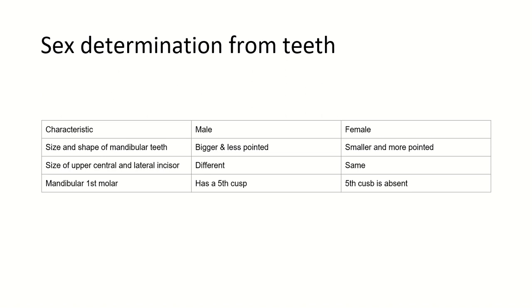Now, sex determination from the teeth. The size and shape of mandibular teeth is bigger and less pointed in males, and smaller and more pointed in females. The size of the upper central and lateral incisors is different in males and the same in females. The mandibular first molar has a fifth cusp in males, and in females there are only 4 cusps.